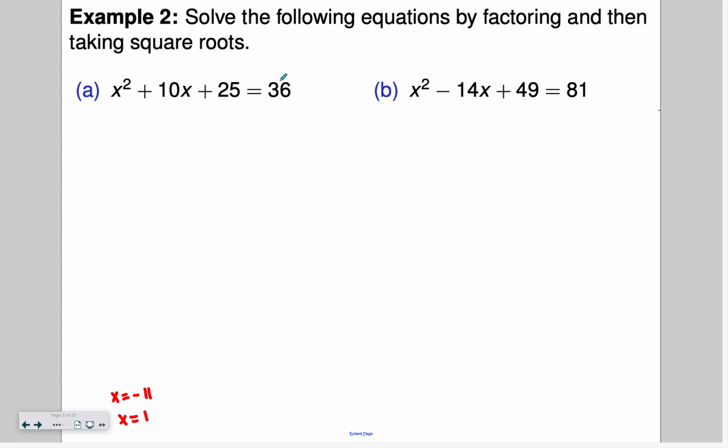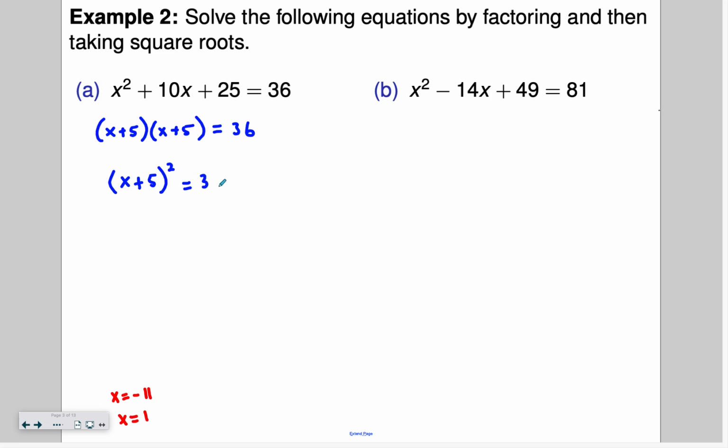Well, that doesn't help us because we need 0 on the right, Mr. Slagle. Not if you're doing the square root. Watch what happens. Are there factors of 25 that add up to 10? Yup. x plus 5 times x plus 5 equals 36. So this can be factored. 5 and 5. 5 times 5 is 25 and 5 plus 5 is 10. So we just found the two things. You'll notice that this is conveniently x plus 5 squared.